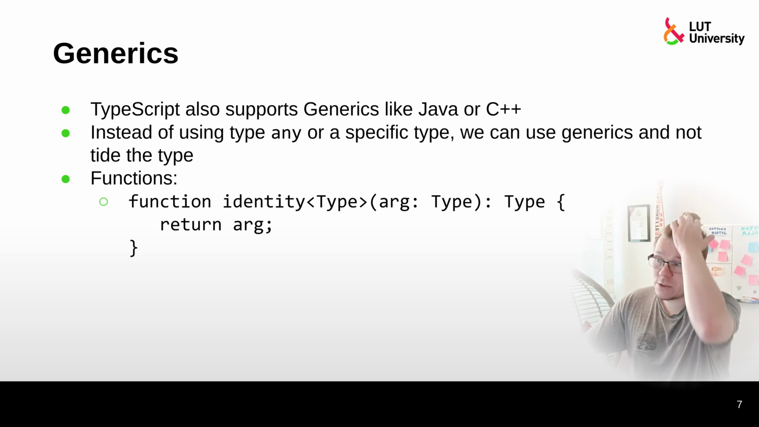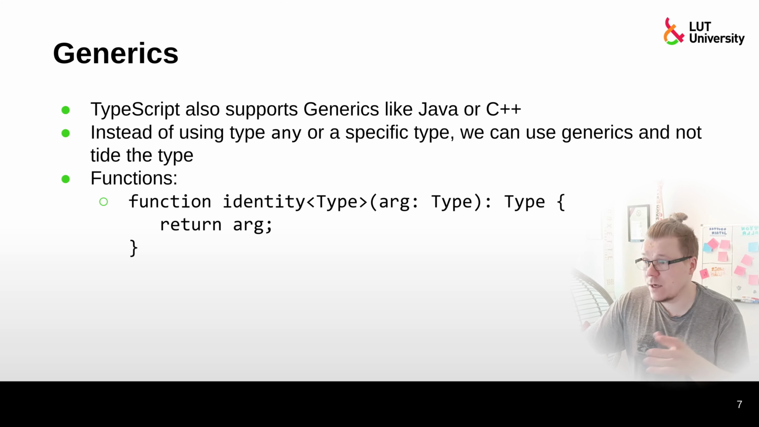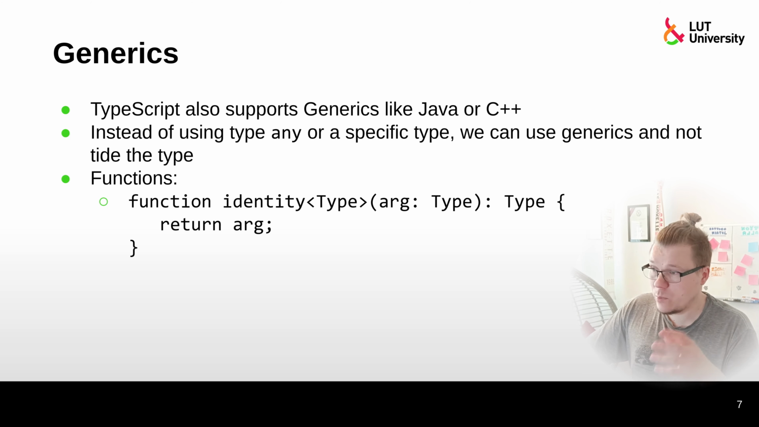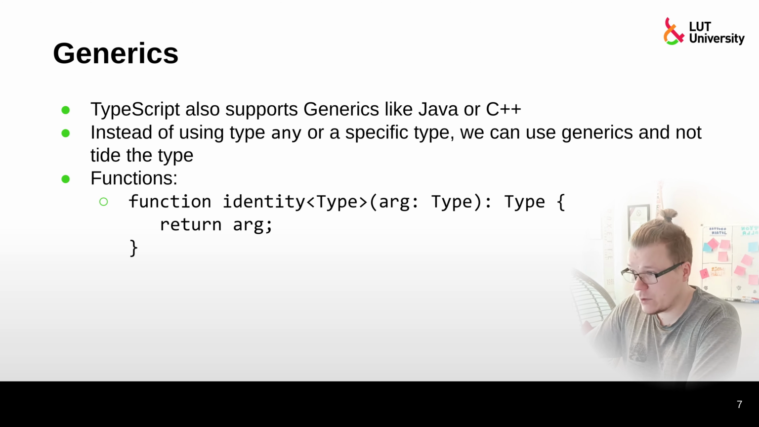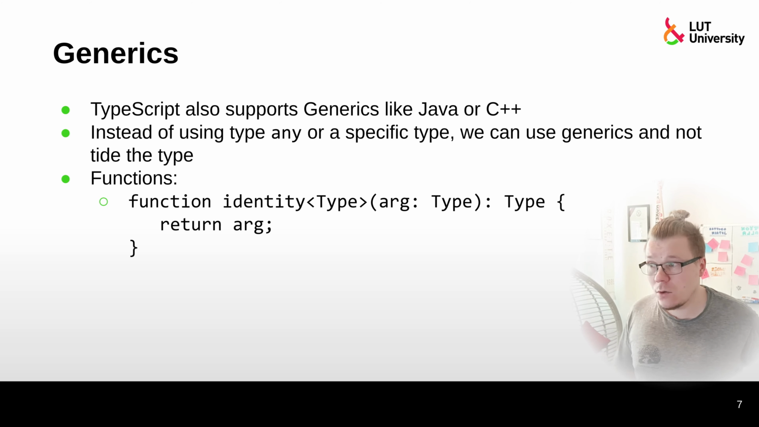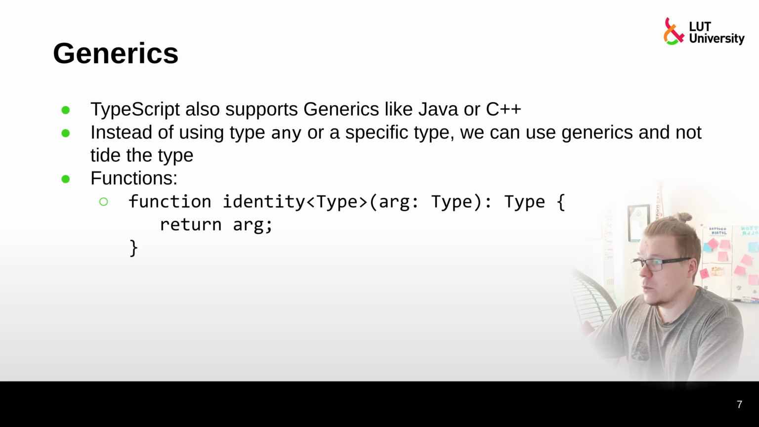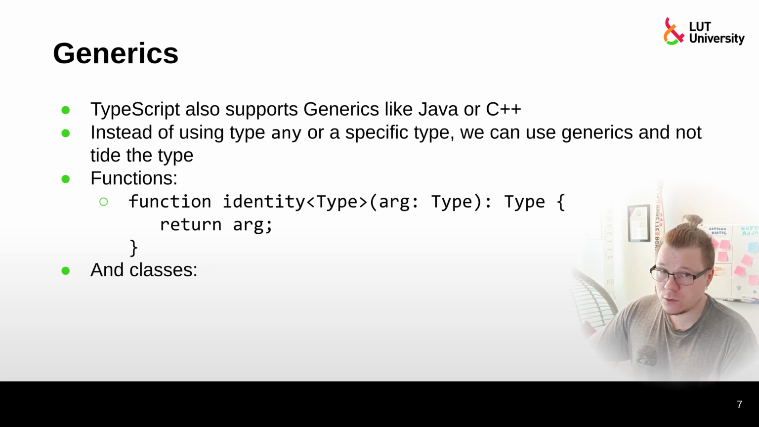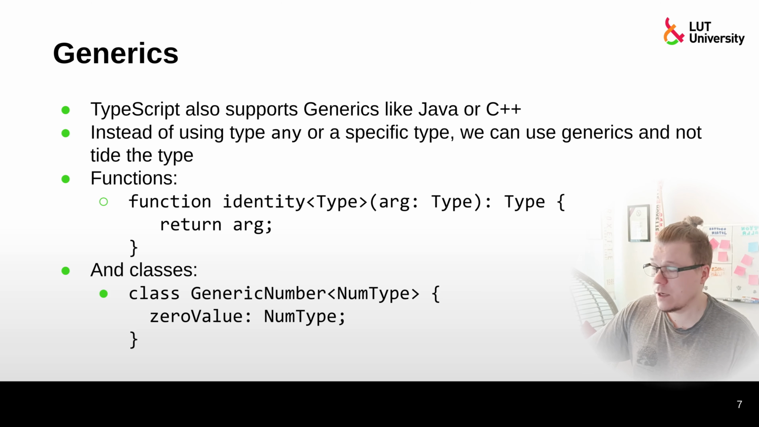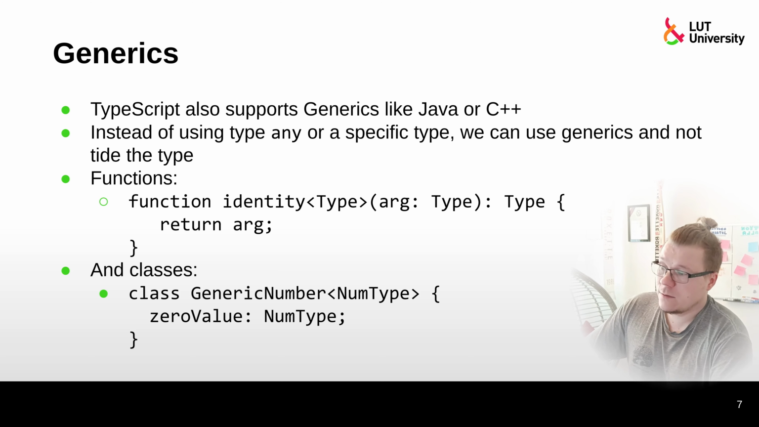So for example, in functions, we could have a function identity. We are defining that it is using a parameter called type. So here we have the argument, its type is type, and the return value's type is also called type. Then this function is only returning the argument that it's getting as a parameter. We do not know what type it is, but when we are calling it, then we can define what type we are using there. And these generics can be used in classes too. So we can have class generic number, which has a num type that is not tied to any real type like number or string, and this class only has the zero value, whose type is defined as this num type.